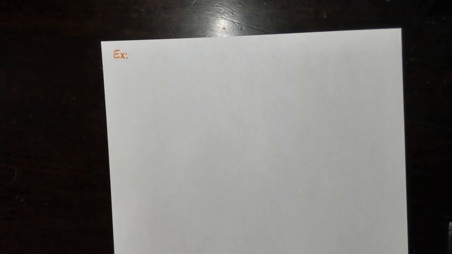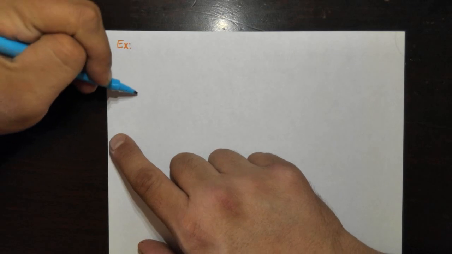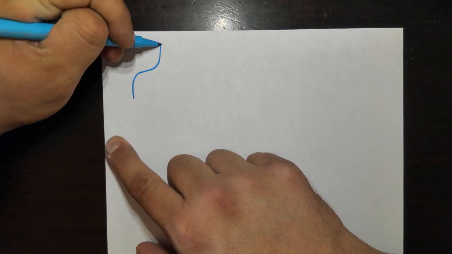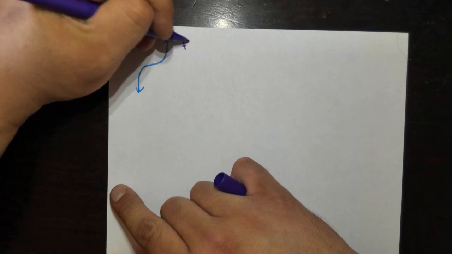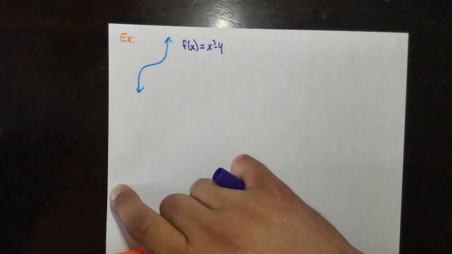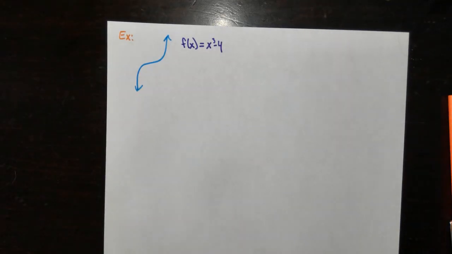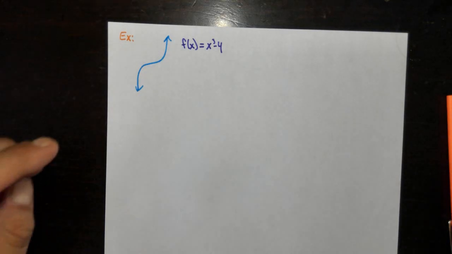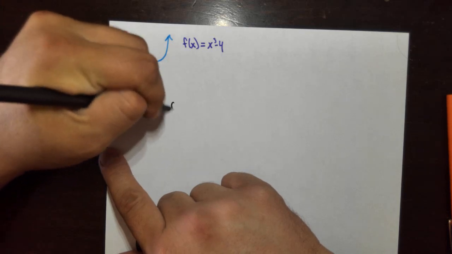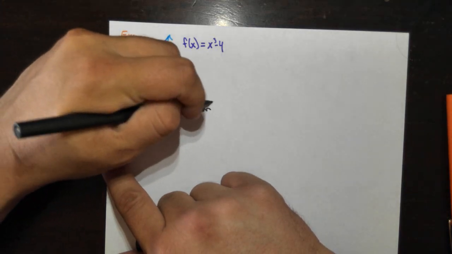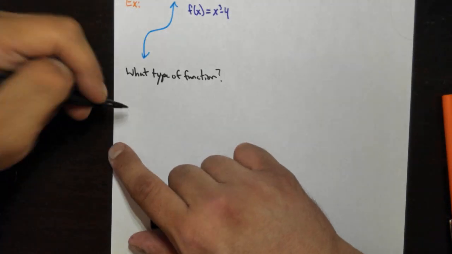Let's say that we are given a graph, and the graphs on your worksheet are much nicer than this because they're copied from Desmos. But say we're given something like this, the graph, and then the function we're given is f of x equals x cubed minus 4. Something like that. So I'm going to ask 2 questions. The first one is, what type of function? And the second one is going to be a justification. How do you know?